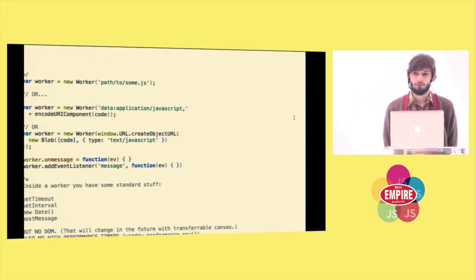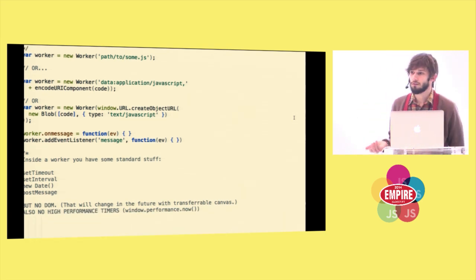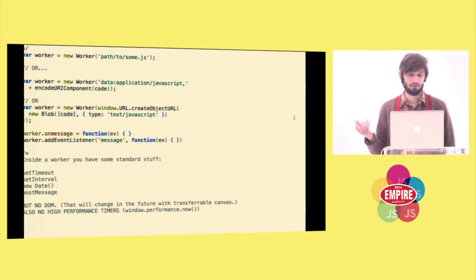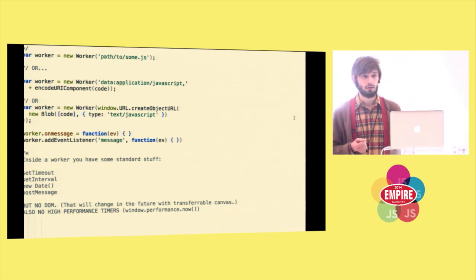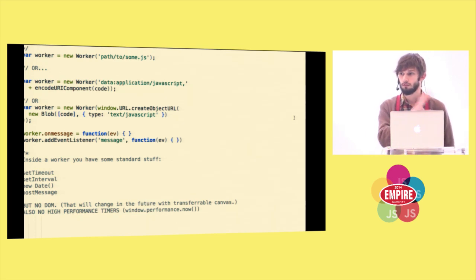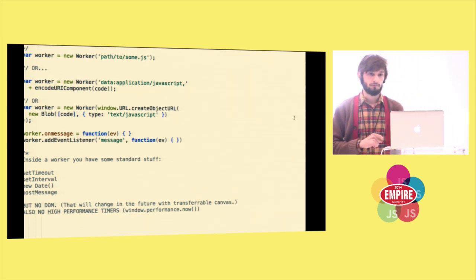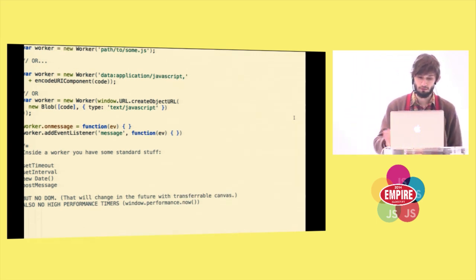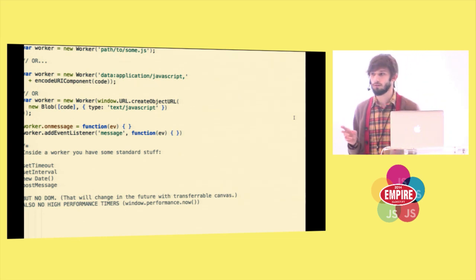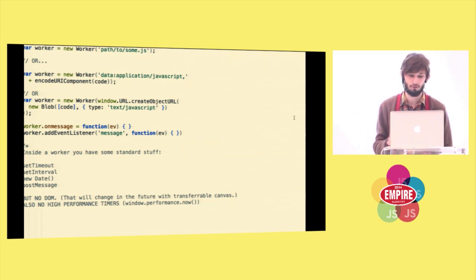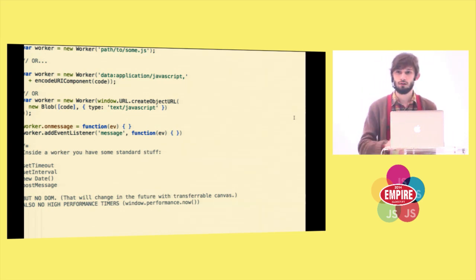Now, this is super cool, but for real-time things, there are some problems. You have standard stuff inside of a web worker, just like you would in a normal JavaScript environment, things like set timeout, set interval, date, post message, but you don't have a DOM. So that means that any rendering that you want to do, you have to do back in the main thread, or like the regular browser thread. And this will change soon. I'm not sure which browser it's in right now, but there is this thing called transferable canvas coming, where you can actually transfer a canvas element to a worker and have all the rendering happen over there. But for right now, we don't have that.